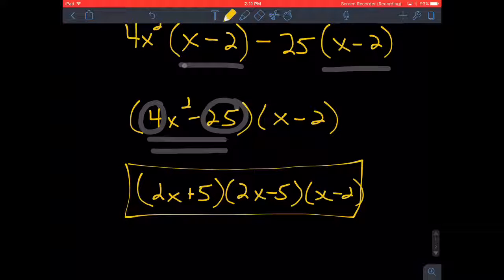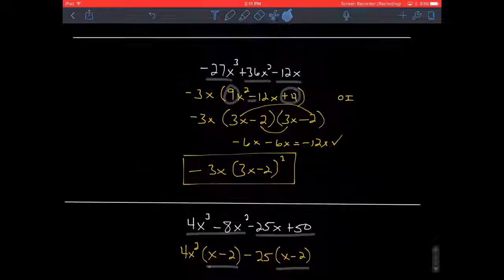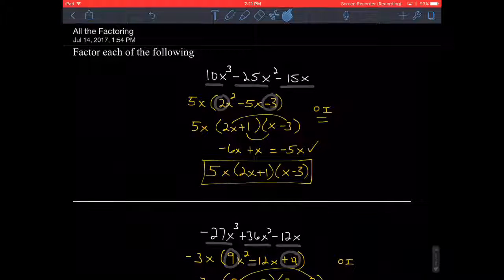Whew. And there you have it, my compadres, factoring in a nutshell. Feel free to return to this or any of the other previous factoring videos because you're going to need factoring for just about anything and everything else you're going to be doing in math later on.